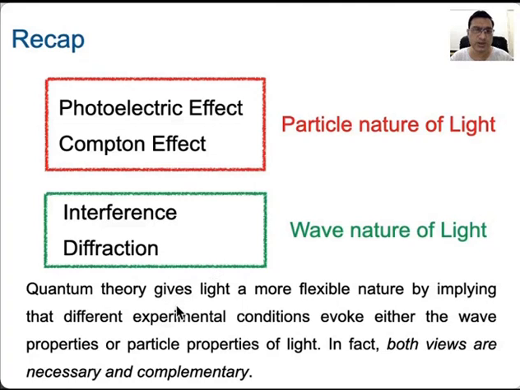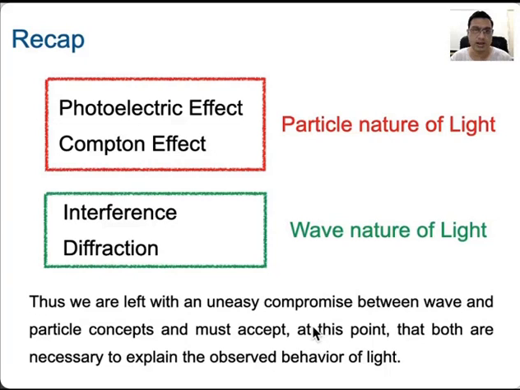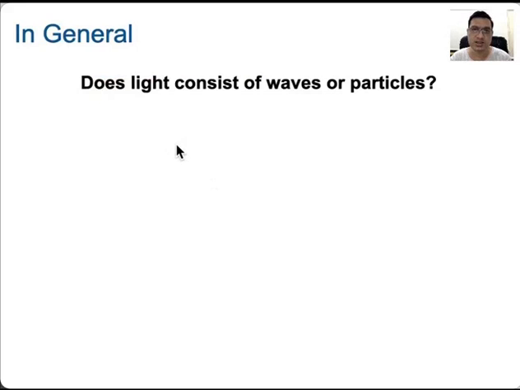Quantum theory gives light a more flexible nature by implying that different experimental conditions evoke either the wave or particle properties of light. In fact, both views are necessary and complementary. Thus, we are left with an uneasy compromise between wave and particle concepts, and at this point, we have to accept that both are necessary to explain the observed behavior of light. So, now the question is, does light consist of waves or particles?